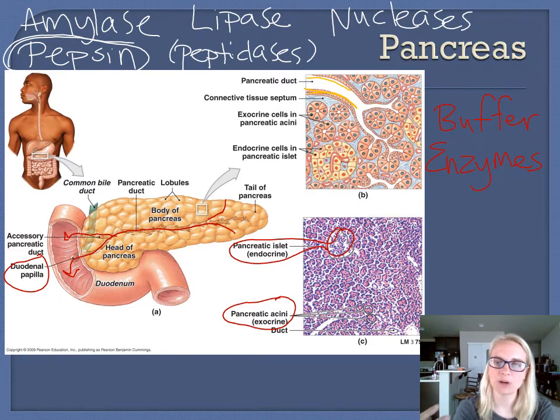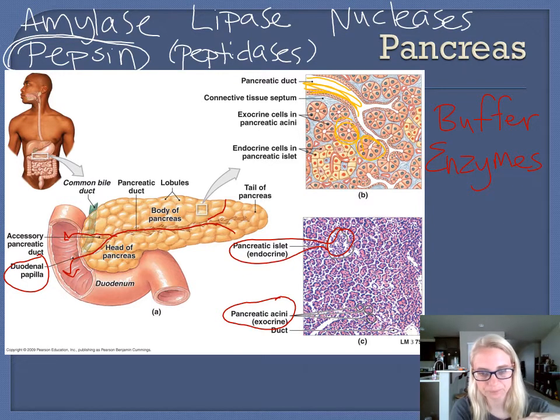So a lot of times our enzymes are secreted in this inactive form that then once they get into a more appropriate place, they can become activated. So they're not active when they're being made in the cells. They become activated once they're away from the cells in these protected ducts and into the more protected lining of the duodenum. Okay. All right, so that is our pancreas.